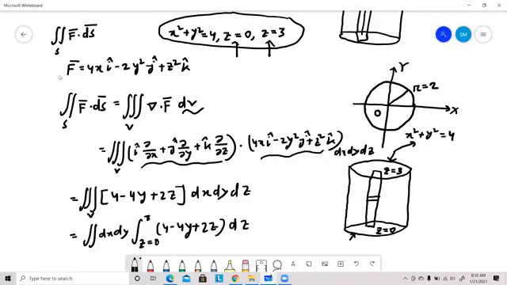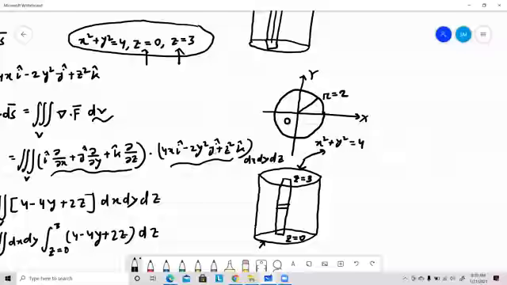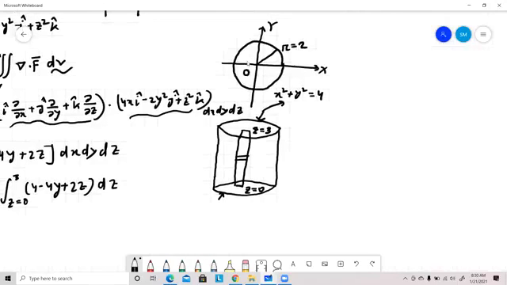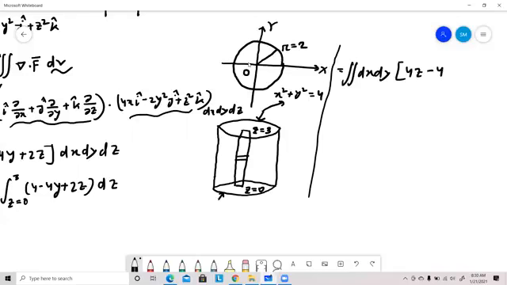Now if we calculate this, what will we get if we integrate with respect to z? Tell me. dx dy, 4z minus 4yz plus 2z square by 2, yes, that means z square. Okay, good. And the limit will be 0 to 3.